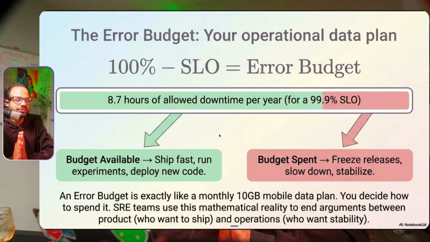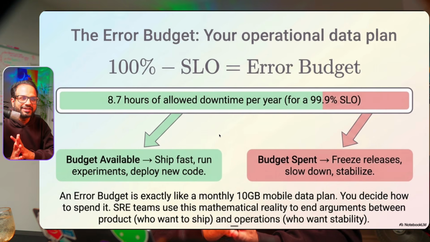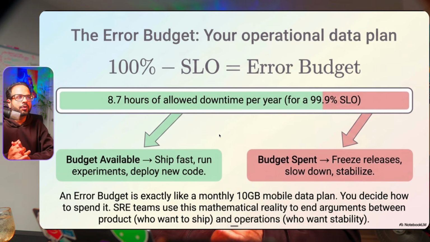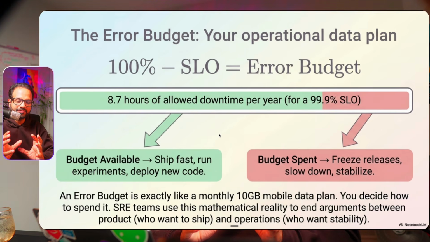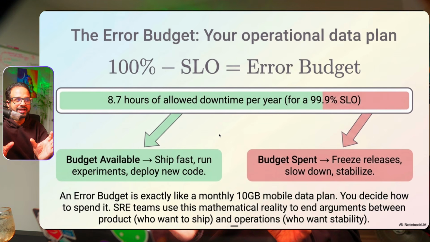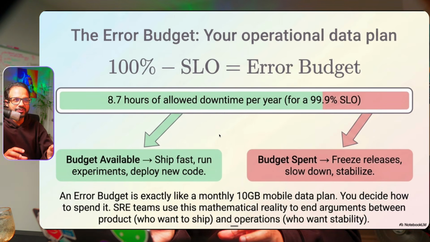Okay, so let's talk about this term called error budget. You might have also heard about it, right? So error budget is your operational data plan. Okay, when the total service availability is 100%, right? And then you have your SLO. SLO is the target that we set, let's say 99.9%. The difference between that and 100% is your error budget.